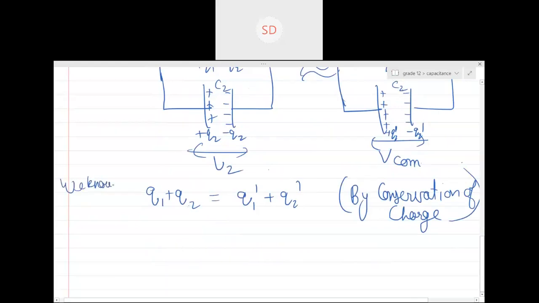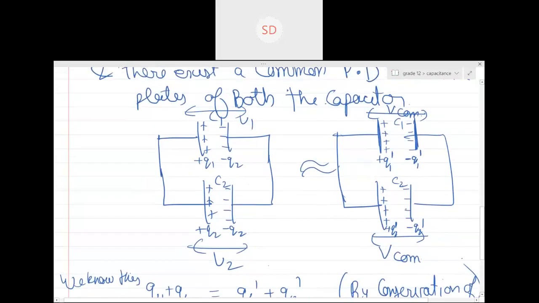After that, V common is basically equal to Q1 dash by C1 equals Q2 dash by C2. Yes or no?